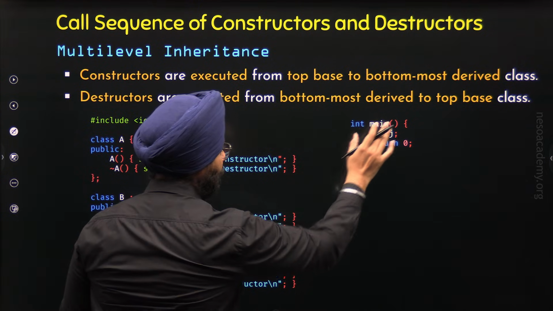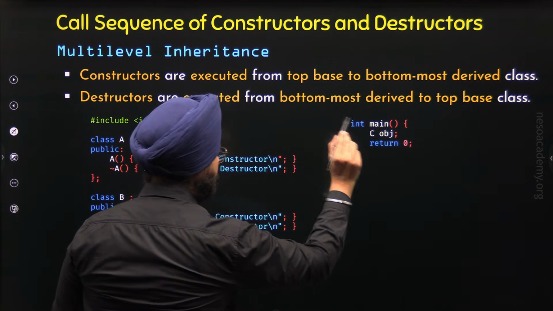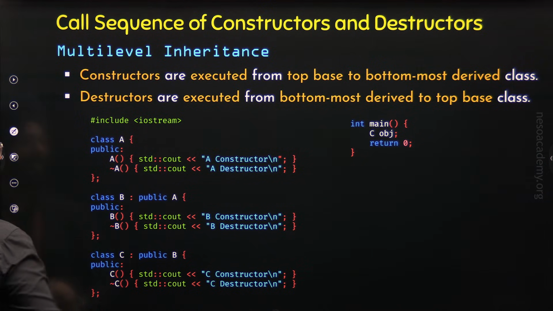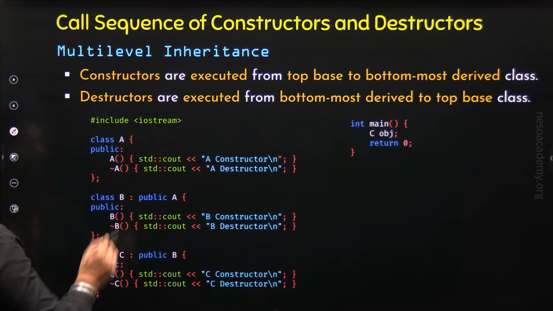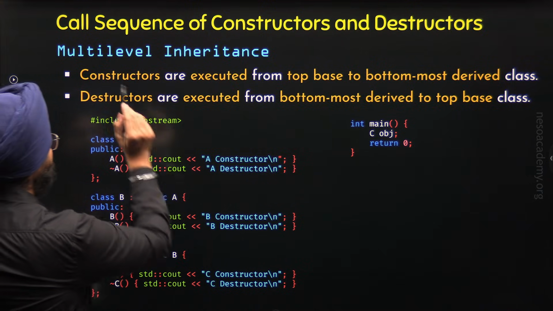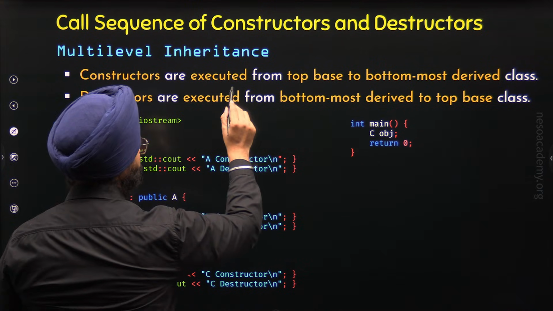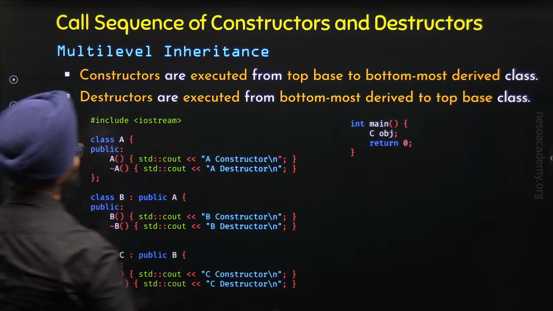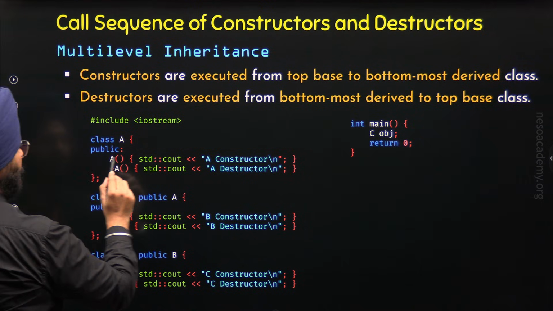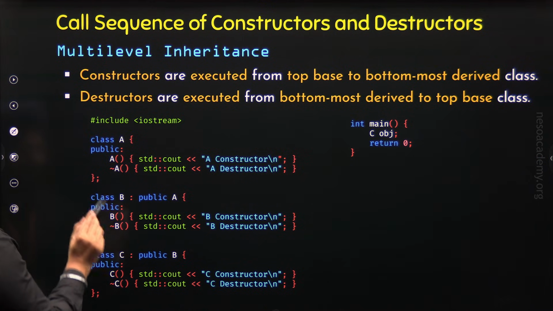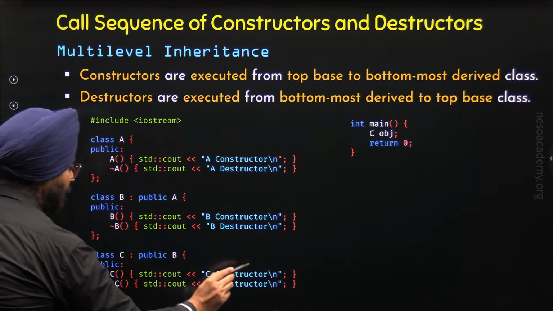Now here inside the main function, object of class C has been created. We know that class C is inheriting from class B and class B is inheriting from class A. Therefore, we can say class A is the topmost base class. And it has been mentioned that constructors are executed from top base class to bottommost derived class. So the constructor of class A will be invoked first, then the constructor of class B will be invoked, and finally the constructor of class C will be invoked.